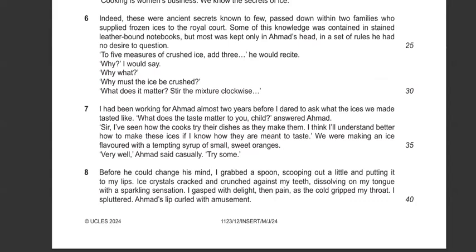So here the curiosity of the writer is expressed, what made the writer so curious to taste that particular thing that they have been making. And as soon as the writer was allowed to taste it, what were the outcomes, what were the impacts on the writer.